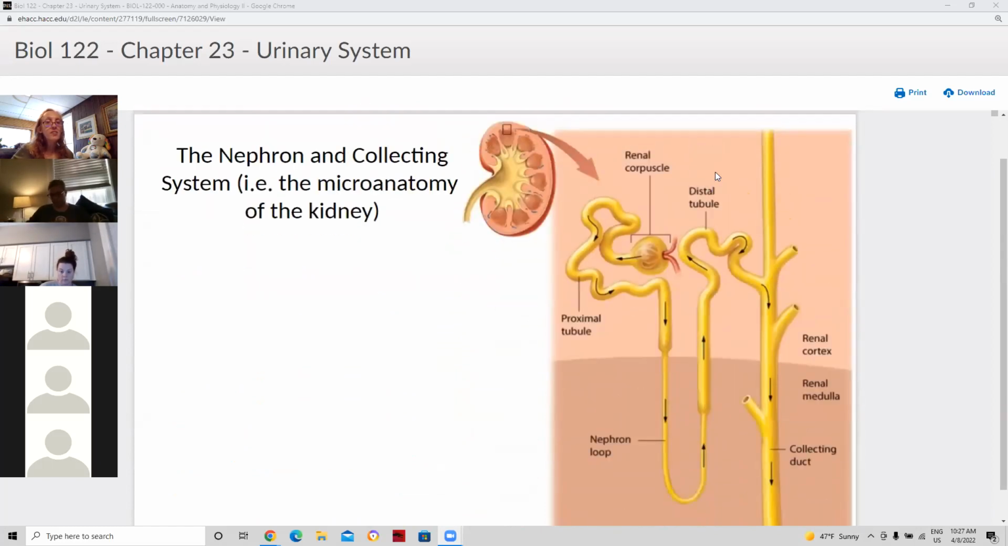Looking at the major functional unit of the kidney, the nephron, you have the renal corpuscle, which has an afferent arteriole and an efferent arteriole. Remember, afferent meaning incoming, efferent meaning outgoing. So the afferent arteriole is supplying blood to the glomerulus. The efferent arteriole is draining it.